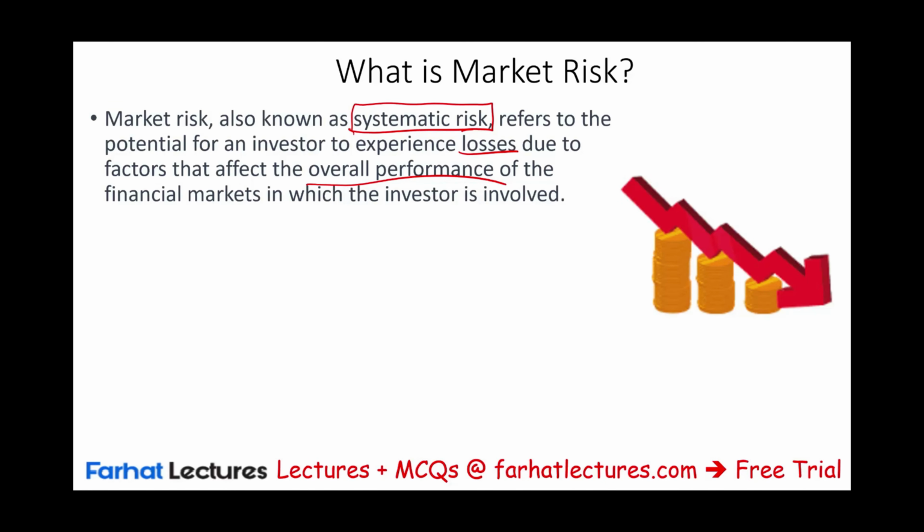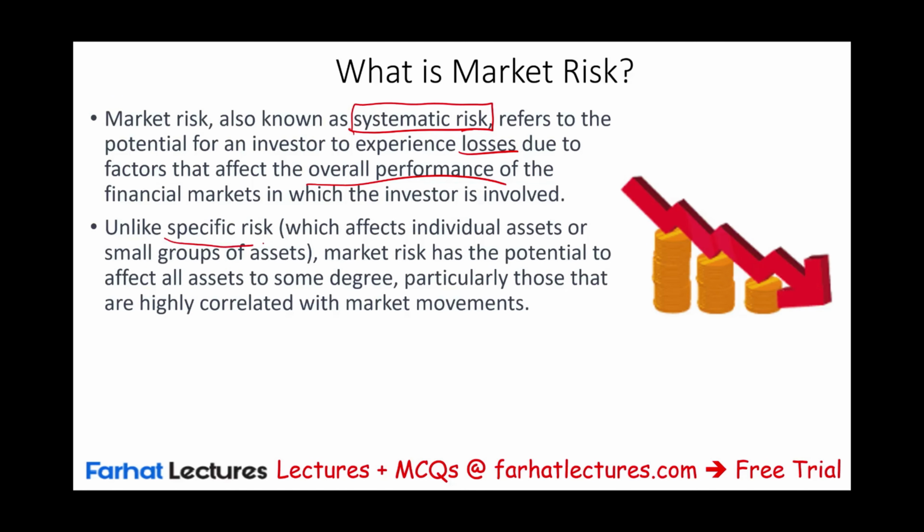So unlike specific risk, unlike unsystematic risk, which affects individual assets or small groups of assets, market risk has the potential to affect all assets to some degree, especially those that are highly correlated. Now, what is correlated? Correlated means they move in the same direction as the market.